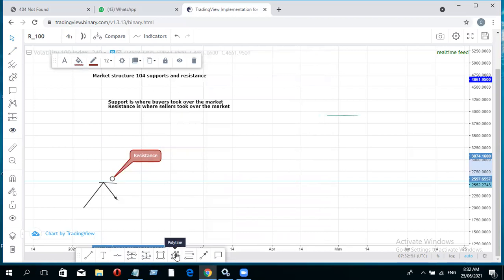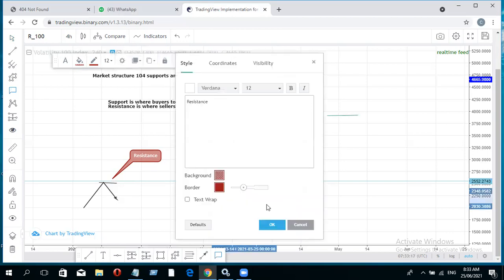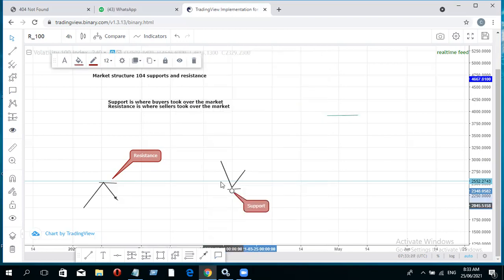Then in a bearish situation, you see the market do this and then shoot back up. This point right here, where the market turned, you can call a support. That is a support, where the market turned and started buying.